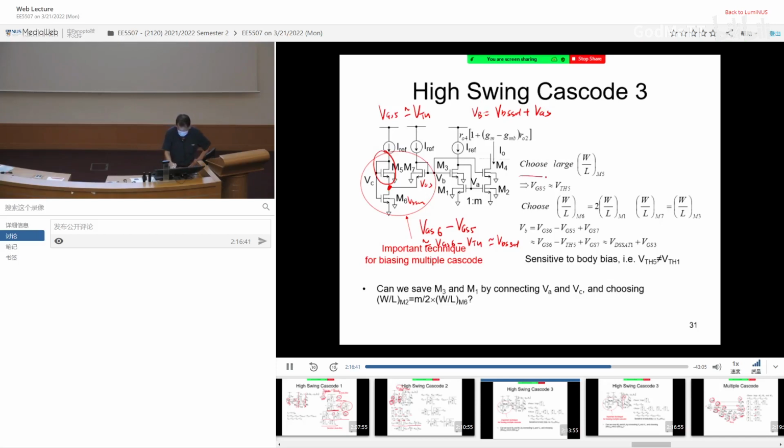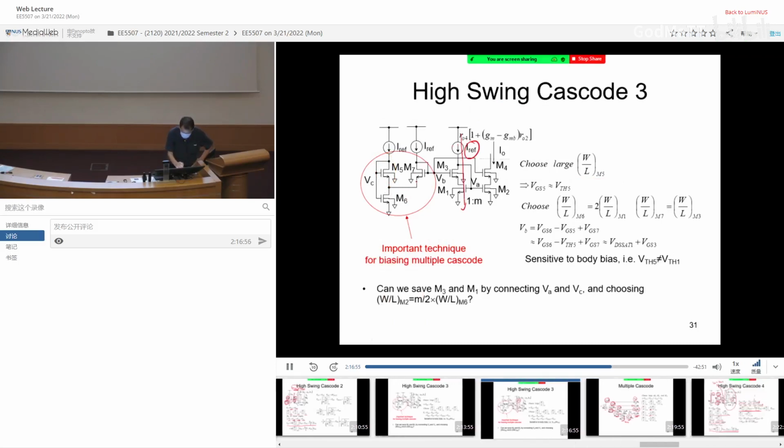So the key is to choose large transistor sizing, and then choose M6 equal to 2 times M1. Why? Because if you look at the current source, this one is IREF. But because here you are adding VGS to this point, M6 now has 2 currents flowing through it, 2 times the current. That is the reason why you make M6 2 times larger than M1.